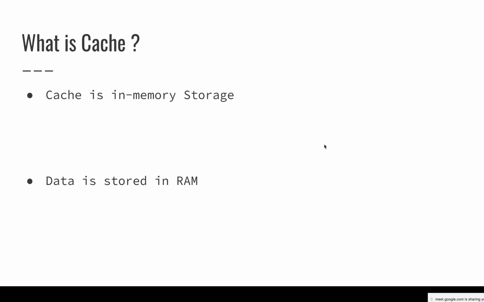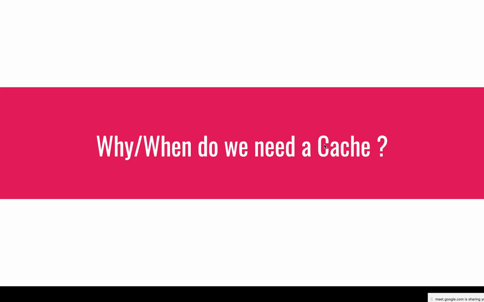So, what exactly is a cache? A cache is a storage engine which leverages the second kind of storage, that is RAM, or in-memory storage. Now, why or when exactly do you need a cache?